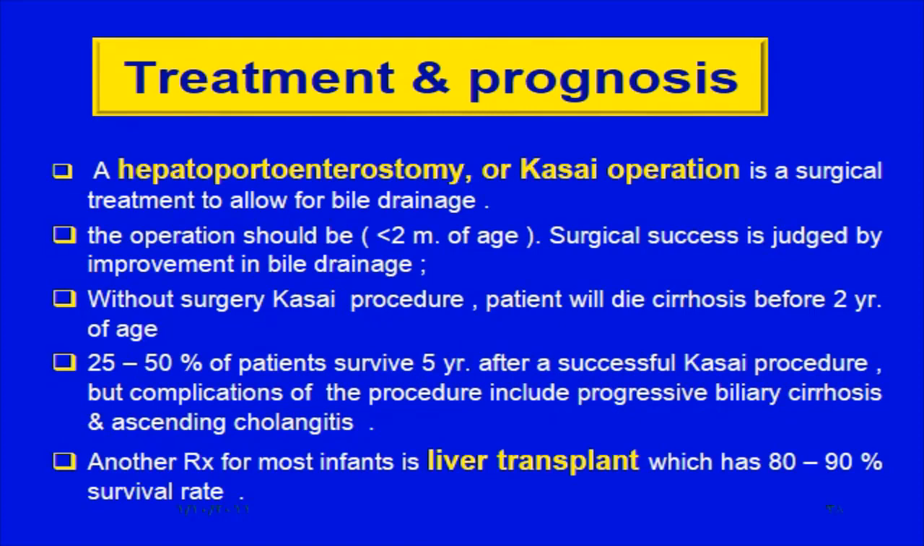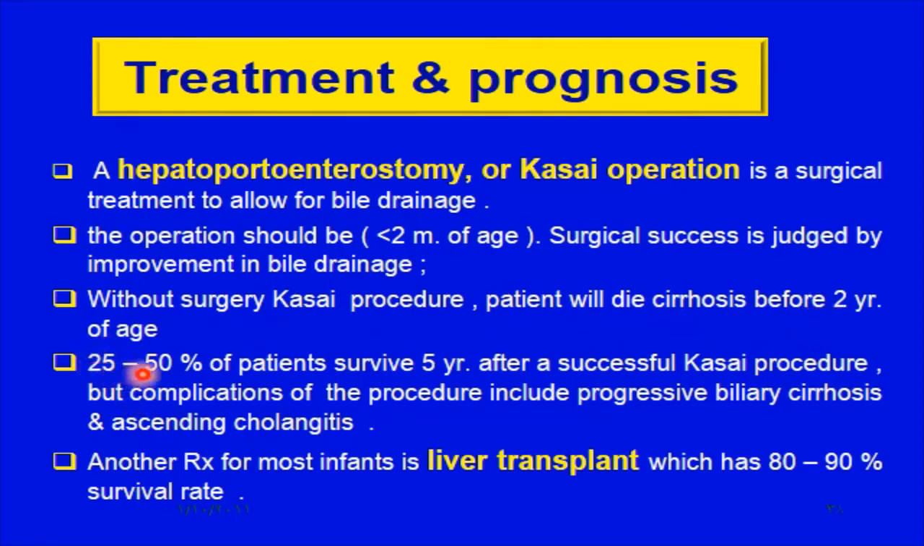Treatment and prognosis. Hepatoportoenterostomy or Kasai operation is the surgical treatment to allow for bile drainage. The operation should be done before the age of 2 months. Surgical success is judged by improvement in bile drainage and change in color of stool to normal color. Without surgery, the patient will die because of cirrhosis before the age of 2 years.